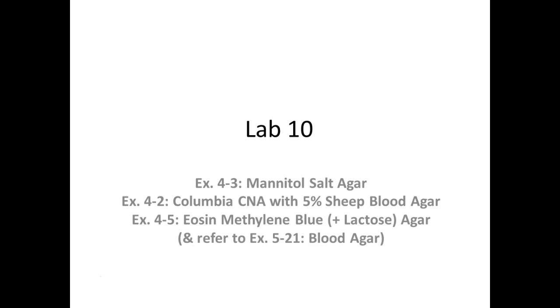Those are the pinkish kind of plates that we see and have the abbreviation MSA on them. We have the Columbia CNA with 5% sheep blood. So those are the blood plates. Those are the red plates, they look like blood because they do have whole red blood cells in them. And then the eosin methylene blue with lactose agar is the purplish plates that have the abbreviation EMB for eosin methylene blue on them.